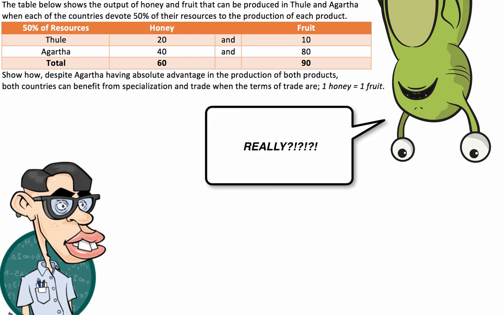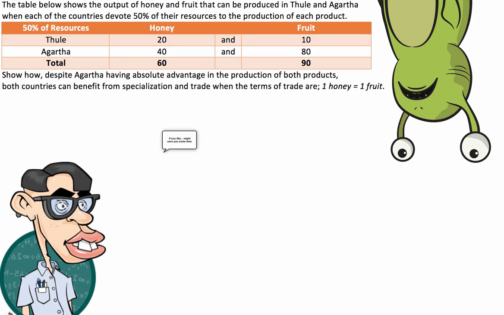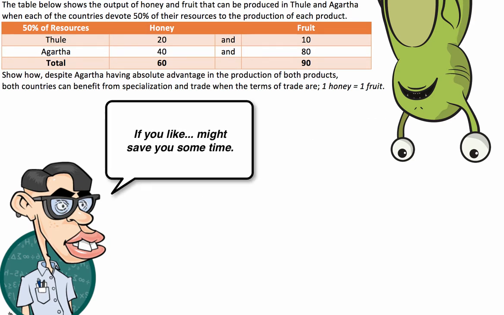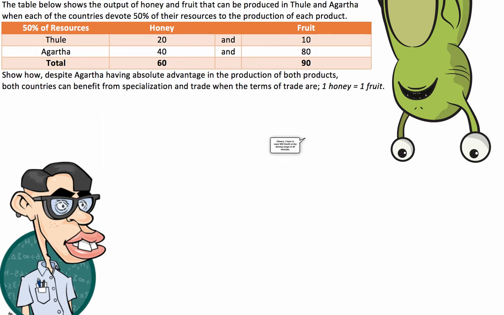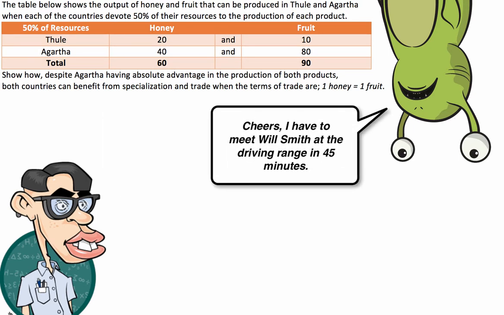The question shows a table below of the output of honey and fruit that can be produced in two countries, Thule and Agartha, when each of the countries devote 50% of their resources to the production of each product. Now the question is asking us to show how, despite Agartha having an absolute advantage in the production of both products, both countries can benefit from specialisation and trade when the terms of trade or the exchange rate of honey for fruit is 1-to-1.